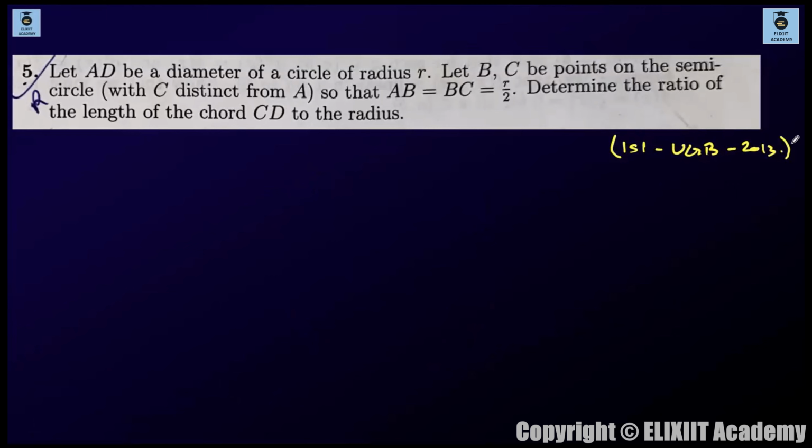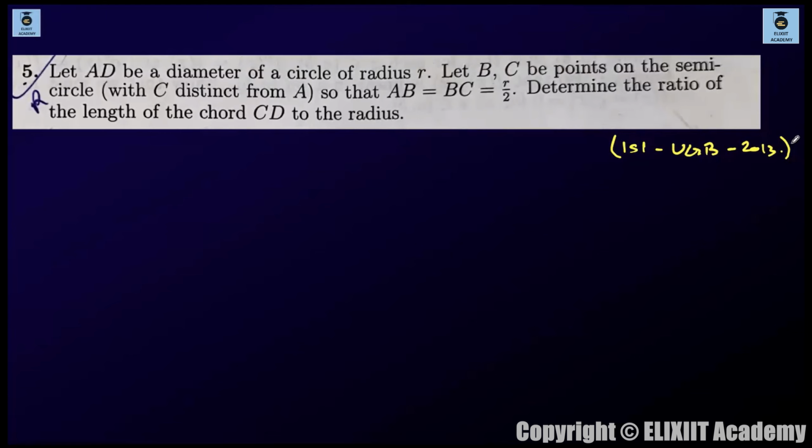Chalo, read the question, what they are trying to say. Let AD be a diameter of a circle of radius r units. So we have a circle with a diameter and radius r units. B and C are points on the semicircle with C distinct from A, so that AB is equal to BC is equal to R by 2. We have to find the ratio of the length of the chord CD to the radius.